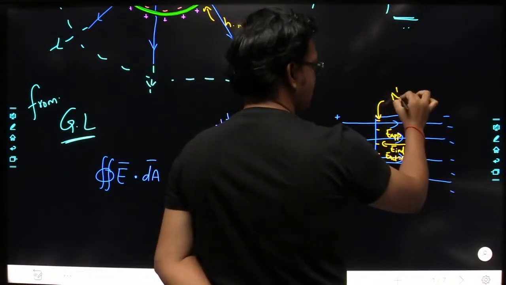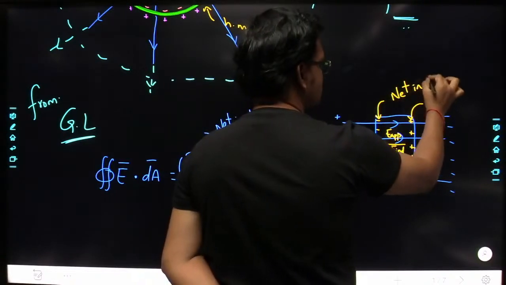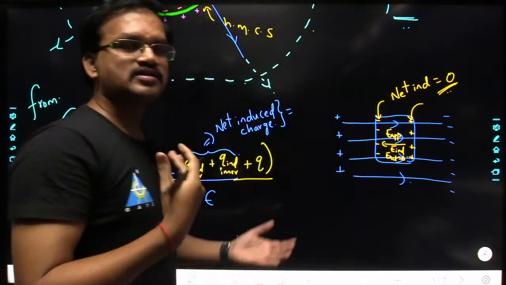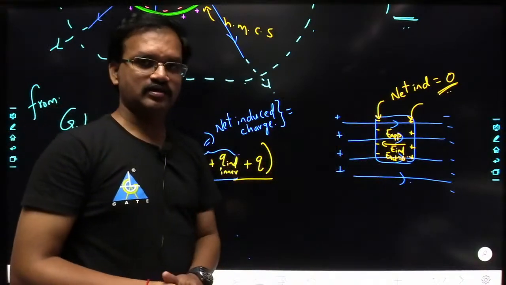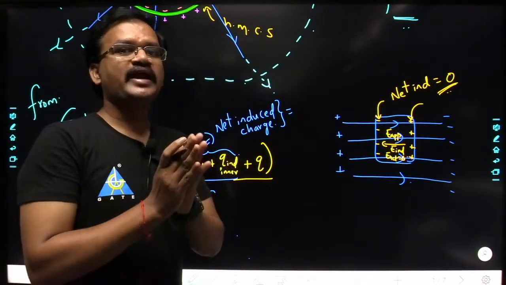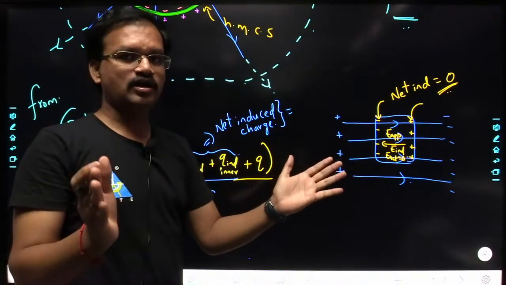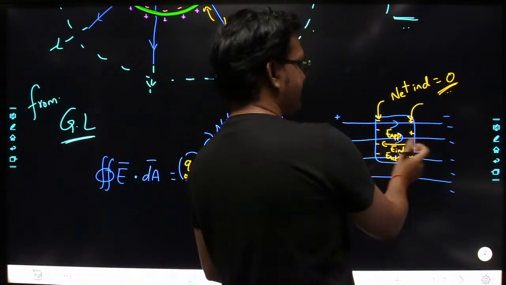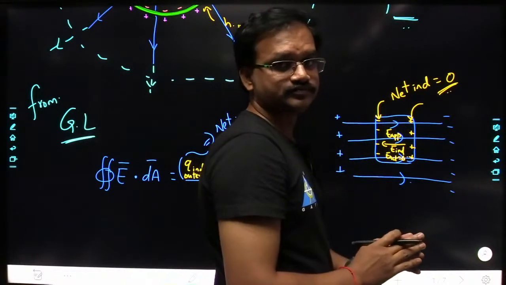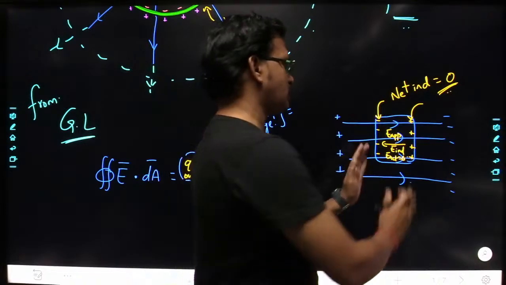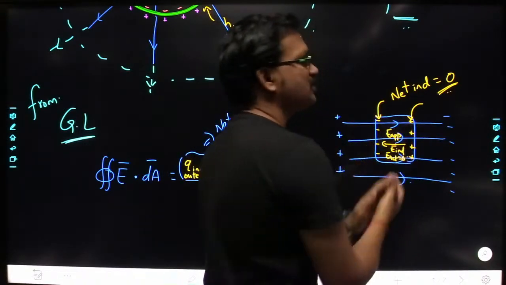So this is nothing but what? The net induced charge. What is the net induced charge here? Is it equal to 0 or not? See, we are not supplying any charge to the conducting material. That means it is still neutral. We have just separated the charges, negative charge and positive charge. Because of that, an induced electric field develops. So the induced electric field is always due to the separation of the charges.